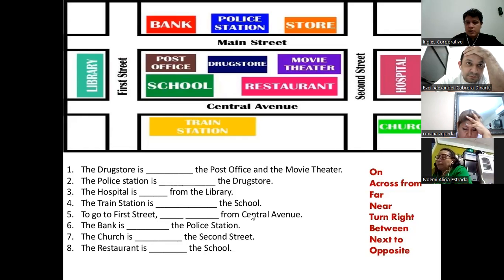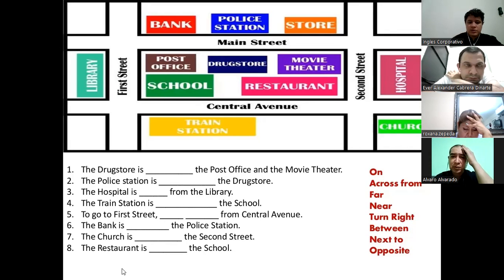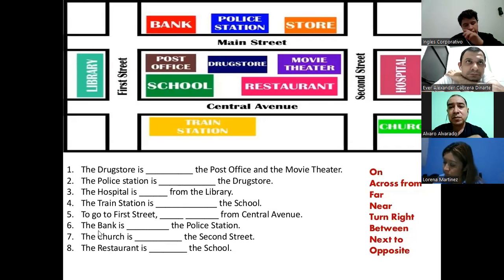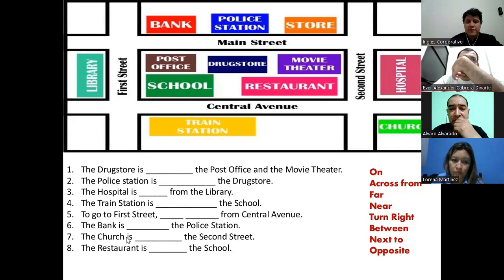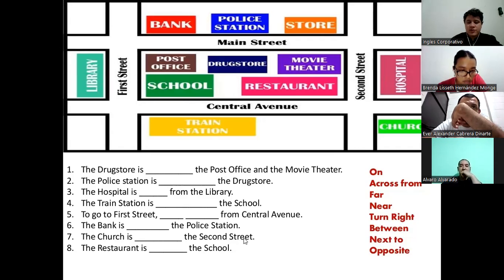Now let's see. Number six, I have Jenny, Lorena, and Sandra. Hello, girls. What is the number six? Next to. The bank is next to the police station. Okay, perfect. Very nice. Now let's finish this one. The church is, this is for anybody. The church is where, guys? On the second street. Perfect. And the last one, the restaurant is near the school. Perfect. Very nice.